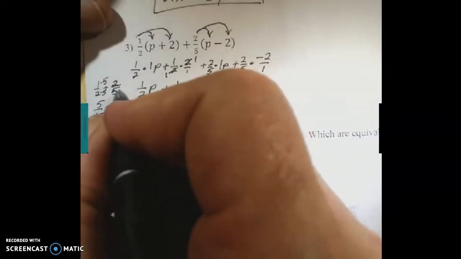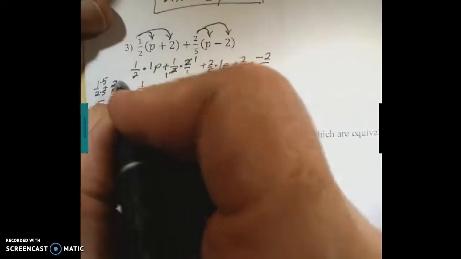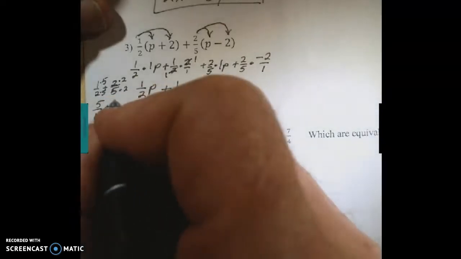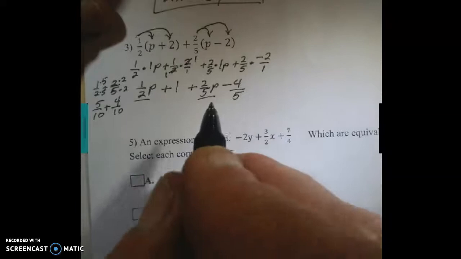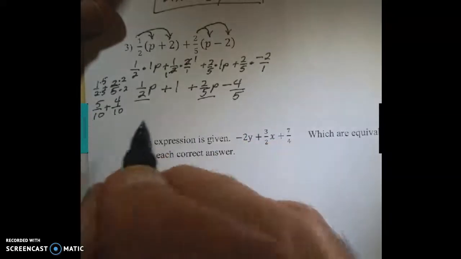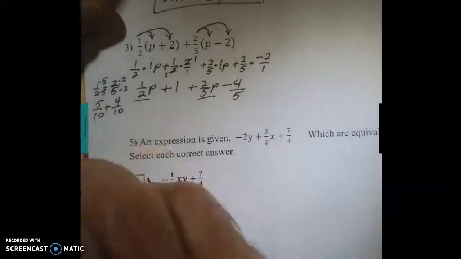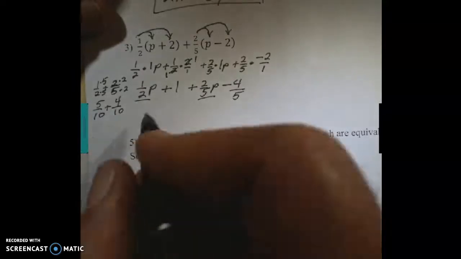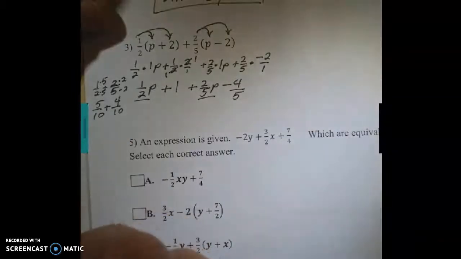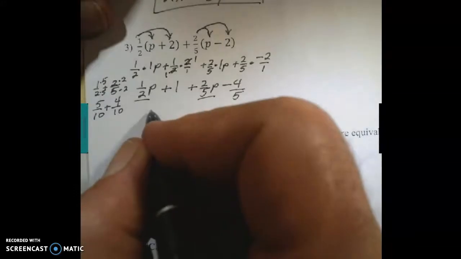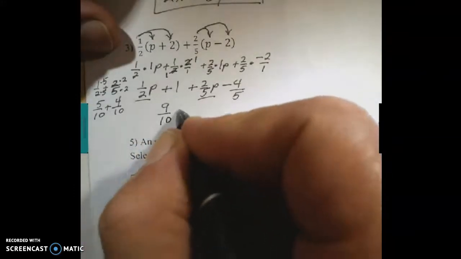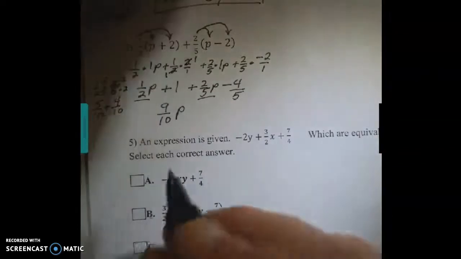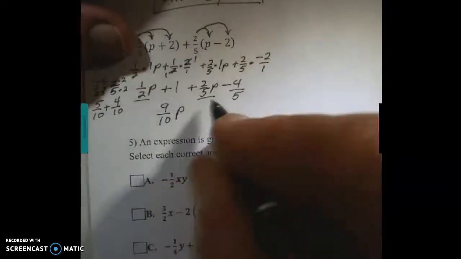The 5, to make it a 10, you'd multiply by 2. Do the same to its numerator. Multiply it by 2. 2 times 2 would be 4. And I've got a minor mistake here. That is supposed to, no, this is fine. Sorry. 5 tenths plus 4 tenths is 9 tenths. So the p part of our answer is 9 tenths p.